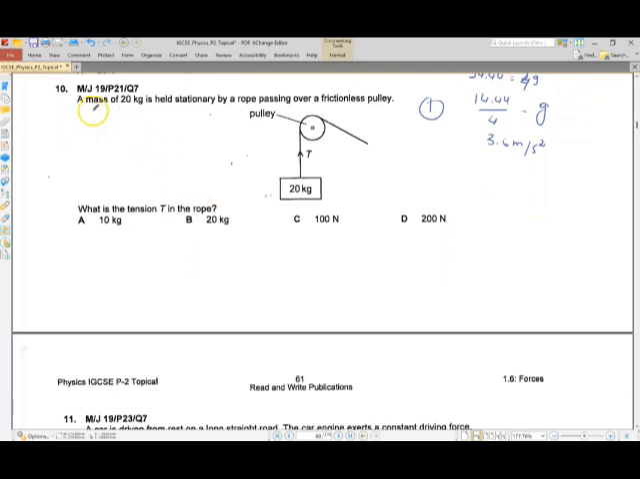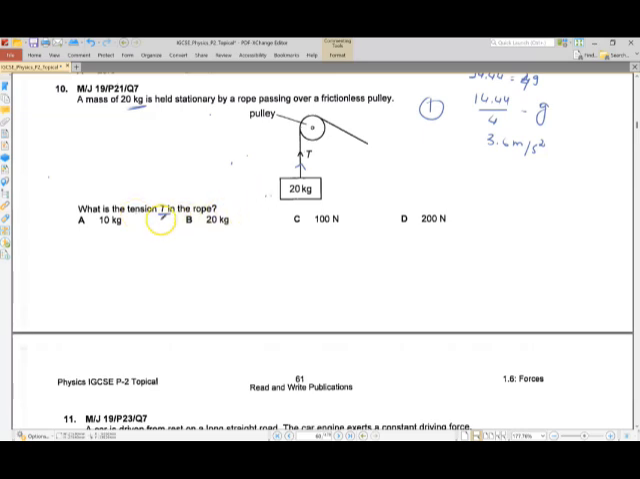Okay, moving on to question number 10. A mass of 20 kgs is held stationary by a rope passing over a frictionless pulley. What is the tension T on the rope? Okay, we will calculate tension. Always remember that the tension is always away from the object it is acting on. Always remember these small concepts, they come in handy while you are solving your paper.